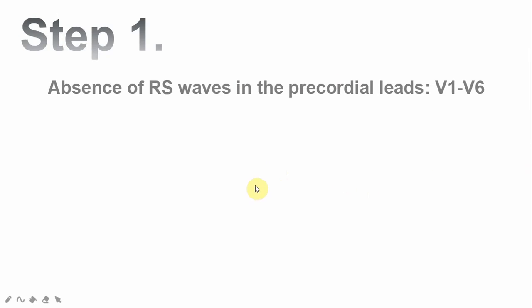Now let's summarize it. If the patient has got the absence of the RS wave in the precordial leads V1 to V6, this is very likely a VT, with a specificity of 100% and sensitivity of 21%.